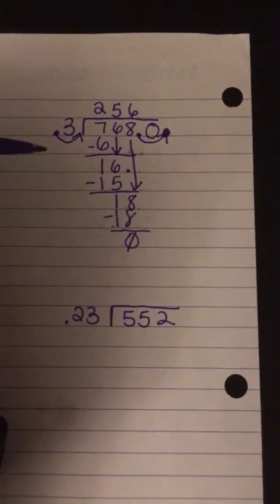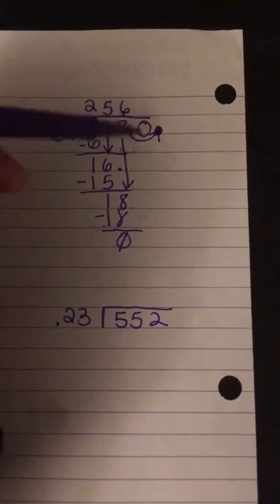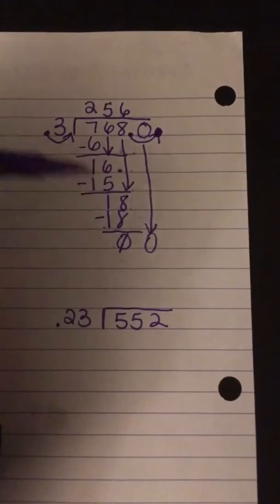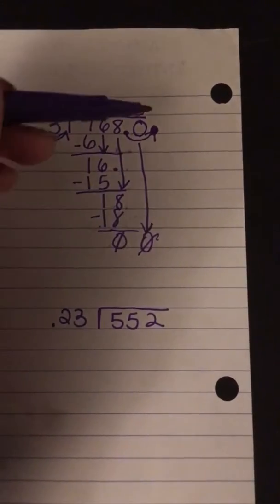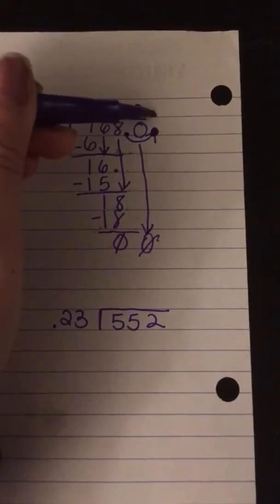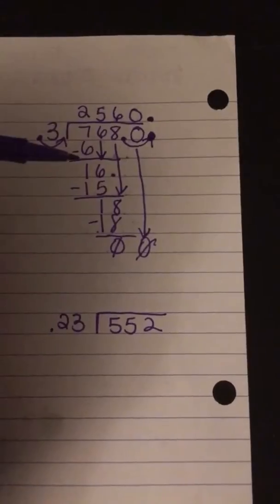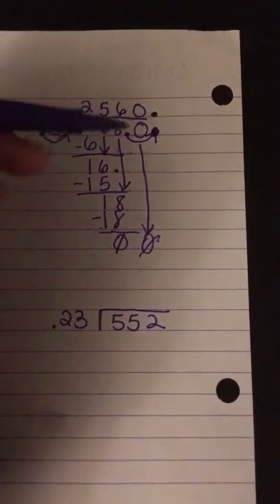Now, do not stop here. Every number has to have a buddy. So you got to bring down that 0. 3 goes into 0, 0 times. And then put your decimal. Because 2,560 is a lot different than 256. Everyone has a buddy.